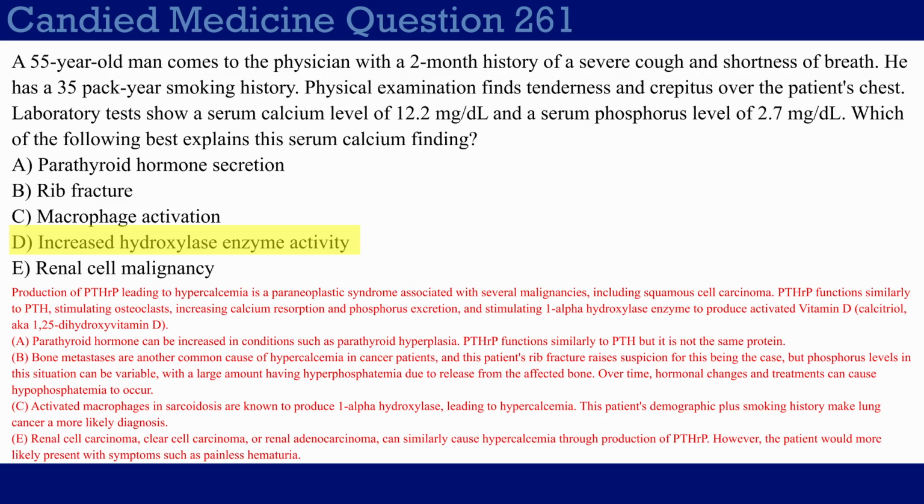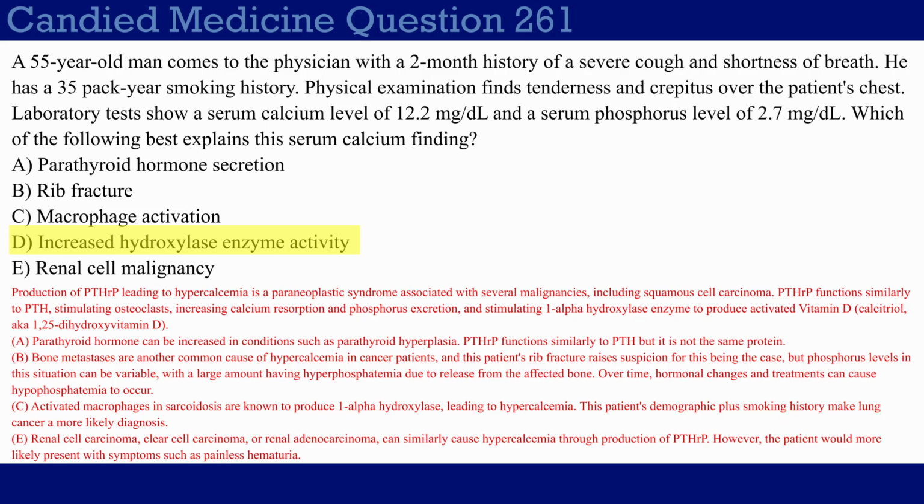Choice A, parathyroid hormone secretion. You need to know that PTH-RP is not the same thing as PTH. So PTH-RP can be secreted by a number of malignancies, which of course is squamous cell carcinoma, like this patient. It can also be released by renal cell carcinoma. Those are the two you want to know most for USMLE. But like I say, PTH-RP is not the same thing as PTH. They do similar functions, but they are not the same protein. PTH itself can be elevated in like a parathyroid hyperplasia or something.